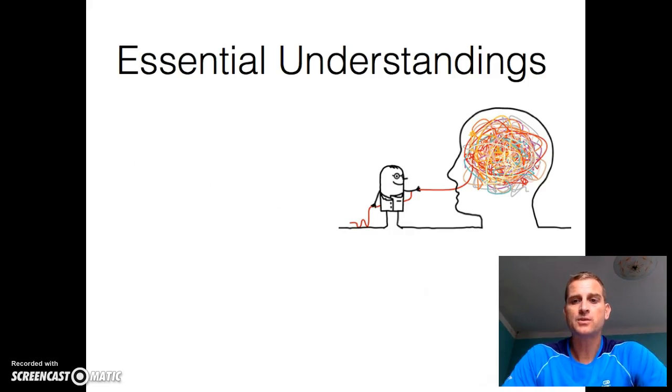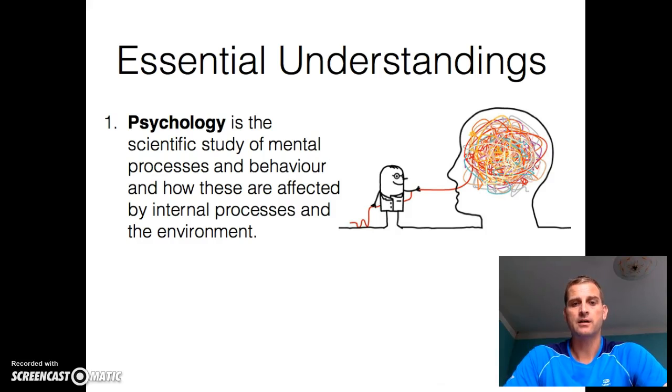There are three essential understandings that I'd like you to walk away with after this preparation stage. The first is the definition of psychology, which is the scientific study of mental processes and behavior and how these are affected by internal processes and the environment. Later on during this presentation, we're going to be looking at each of these facets of the definition in turn, and we'll be discussing this in class.